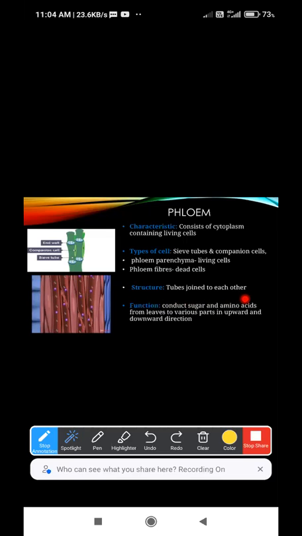Structure: the sieve tube elements are joined to each other again to form a pipeline-like structure. Now, the function of phloem is to carry the nutrients that are formed by the process of photosynthesis or during the process of respiration within each part of the plant in all directions. Remember, the flow of the nutrients in the phloem is in upward as well as downward direction.